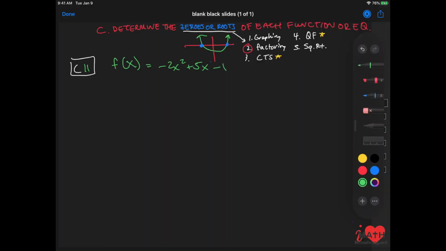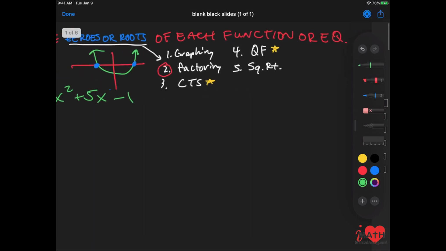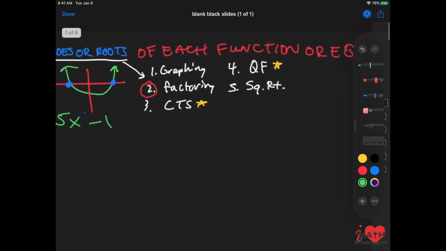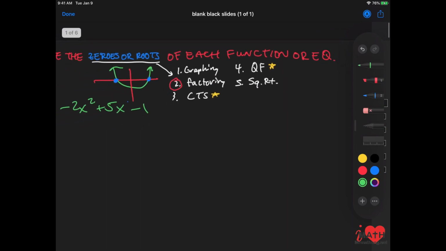Alright, let's go ahead and try C11. Determine the zeros and roots of each function or equation. Remember to find those roots or x-intercepts. We're going to try one of these 5 methods. Remember, factoring there, when circled, is the easiest one, and then the stars will always work.